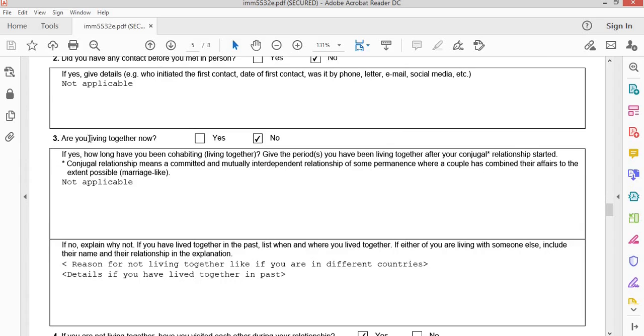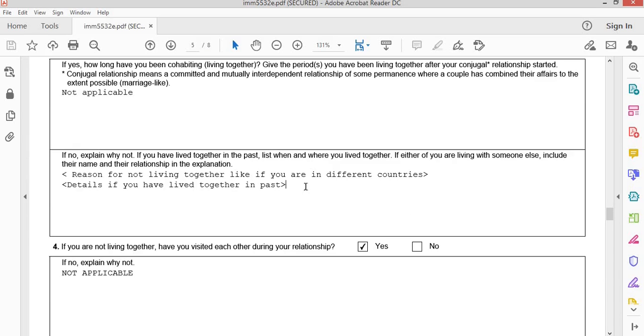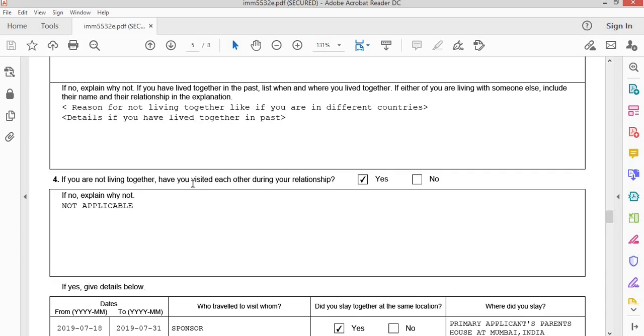The next question is, are you living together now? If yes, you have to provide the information over here. And if you're not living together, then you can mark it as no and provide the reasons for not living together, like if you are in different countries, and also the details about if and when you have lived together in the past. If you are not living together, have you visited each other during your relationship?